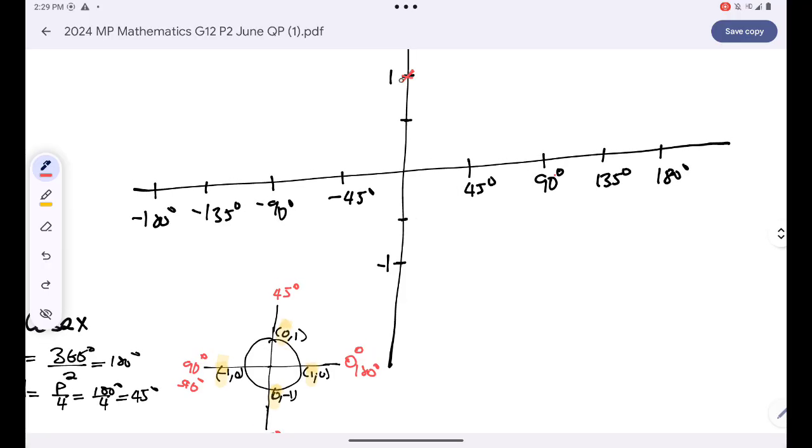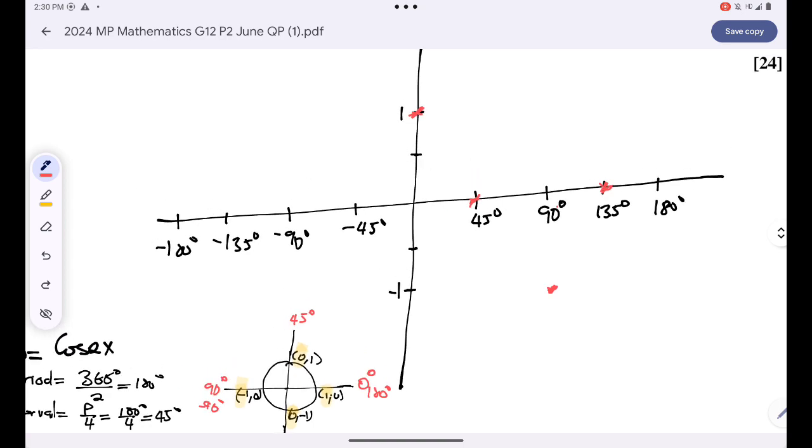So I'm going to indicate over there at 1. When I'm at 45 degrees, the value of x is just 0. When I'm at 90 degrees, the value of x is negative 1. When I'm at 135, the value of x will be 0. When I'm at 180, rather, the value of x will be positive 1.